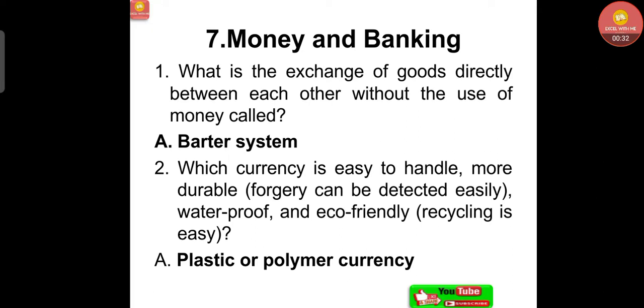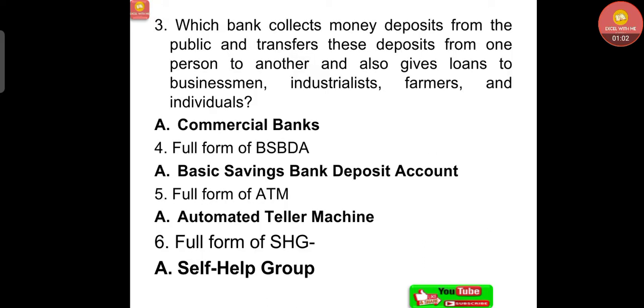Chapter Money and Banking. What is the exchange of goods directly between each other without the use of money called? That is barter system. This was prevalent in the olden days when currency was not introduced. Which currency is easy to handle, more durable, forgery can be detected easily, waterproof and eco-friendly, recycling is easy? That is plastic or polymer currency.